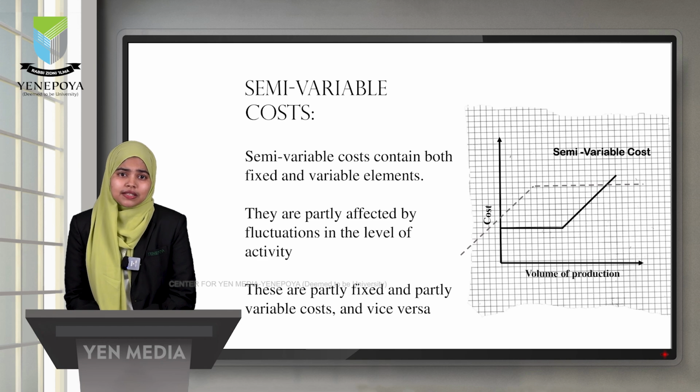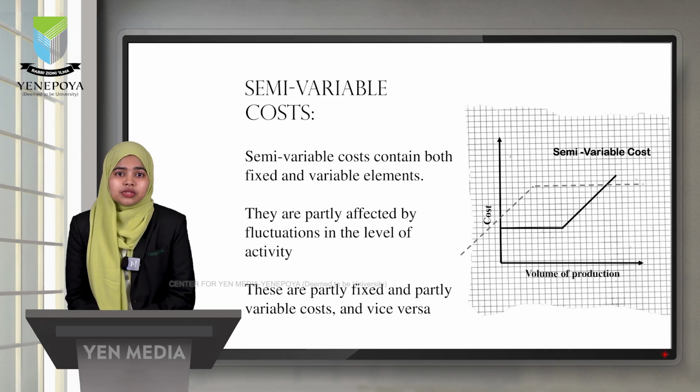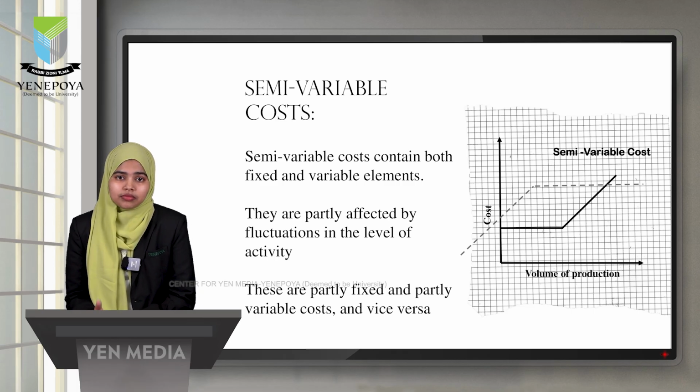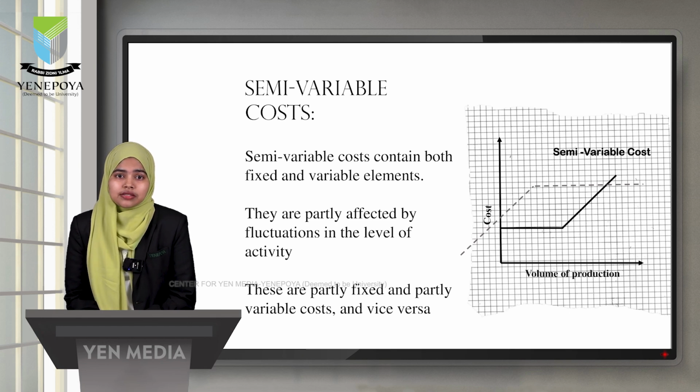And the third type under this basis is semi-variable cost. Semi-variable costs include both fixed and variable elements. For instance, electricity bills have a fixed charge and a variable charge depending upon usage. So these are costs that remain fixed to a certain extent and vary to a certain extent, or vice versa. The classification on the basis of behavior will help us predict how total cost will change when production increases or decreases.